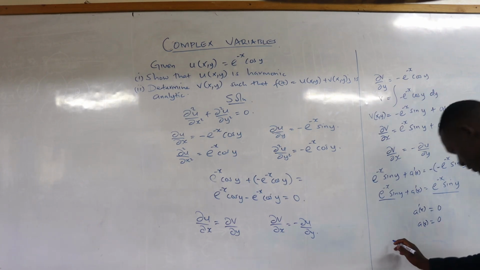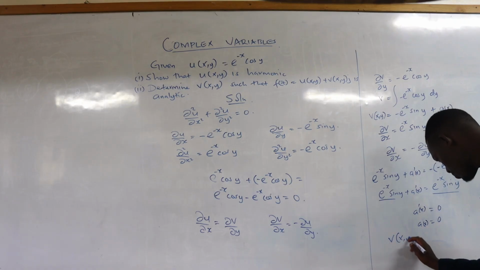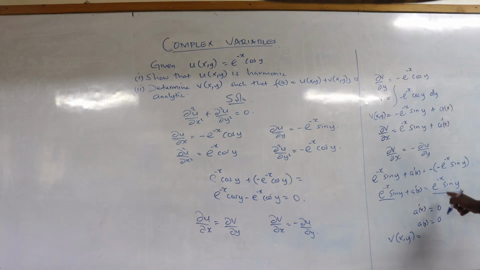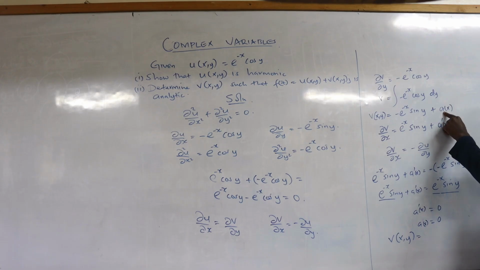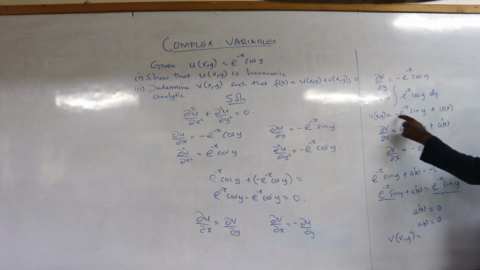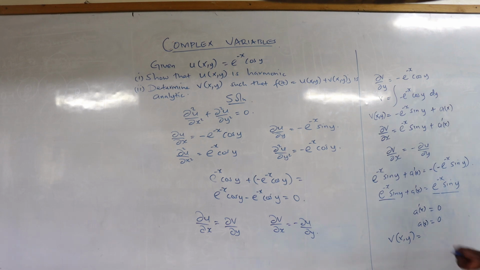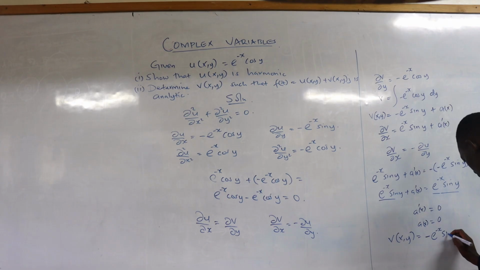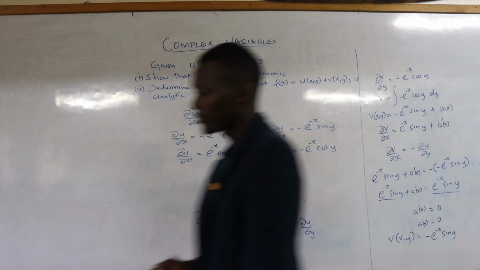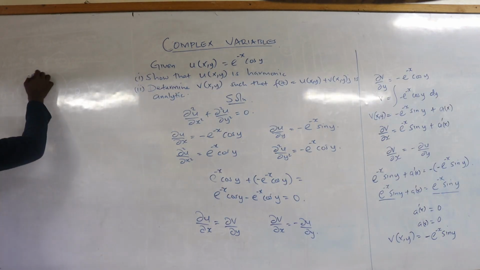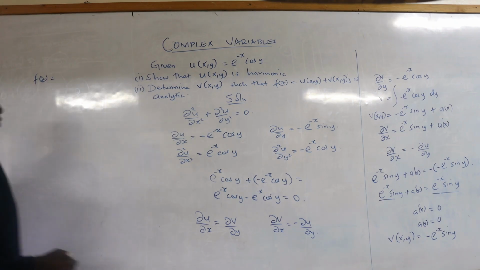Therefore, your v(x,y) will be given by, remember our function we were supposed to find, this second comparison was supposed to help us get the constant. So we know that our v will be given by negative e^(-x) sine of y, but we don't have a constant, so plus 0. Therefore this whole function, for it to be analytic, your function f(z) will be given by, what was our u?